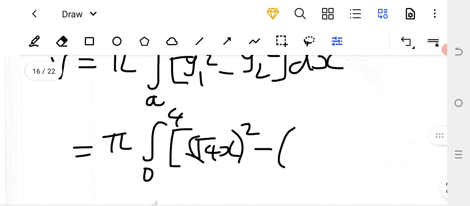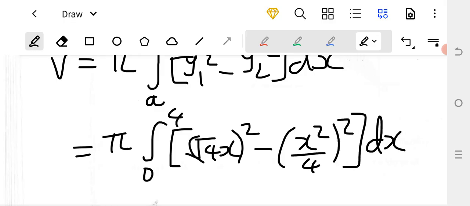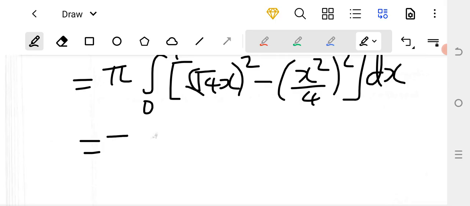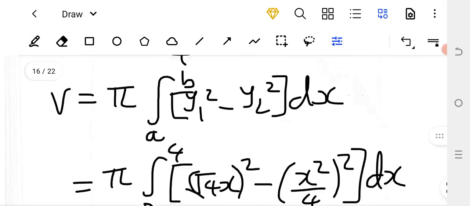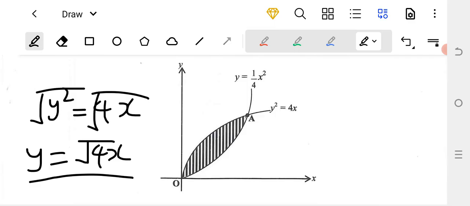Again, it has to be squared. x squared over 4 has to be squared, like that, with respect to x, not forgetting your pi. So it's going to say pi multiplied by the integral from 0 to 4. Okay? Why am I saying from 0 to 4? Someone may be confused. So the integral is starting from here, which is 0, to there, which is 4, because we found our a coordinate as 4.